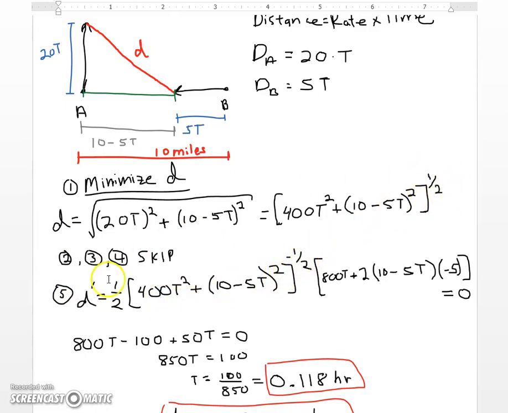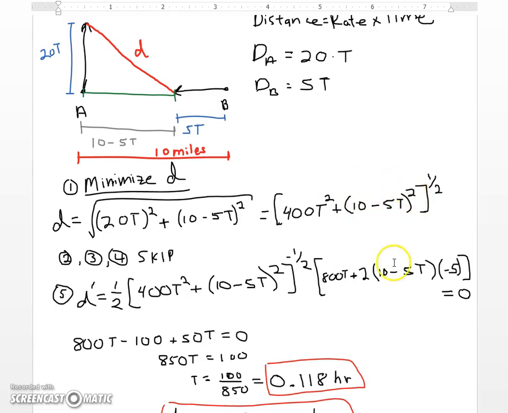So bring the power to the front, subtract, take the derivative. Now I went ahead and wrote 20t squared, square the 20, square the t. I left this the same. There's no real need to multiply that out. So I take the derivative of the inside quantity. 400t squared derivative.